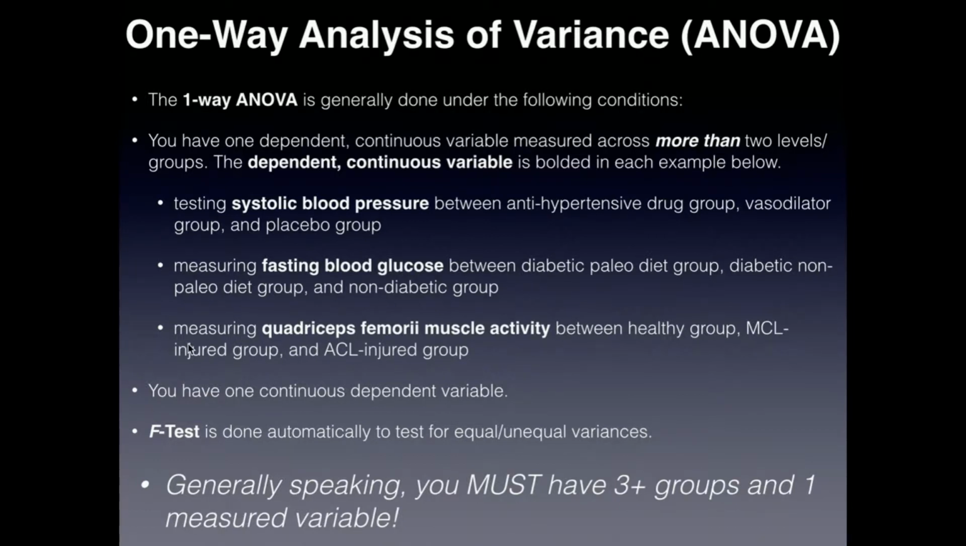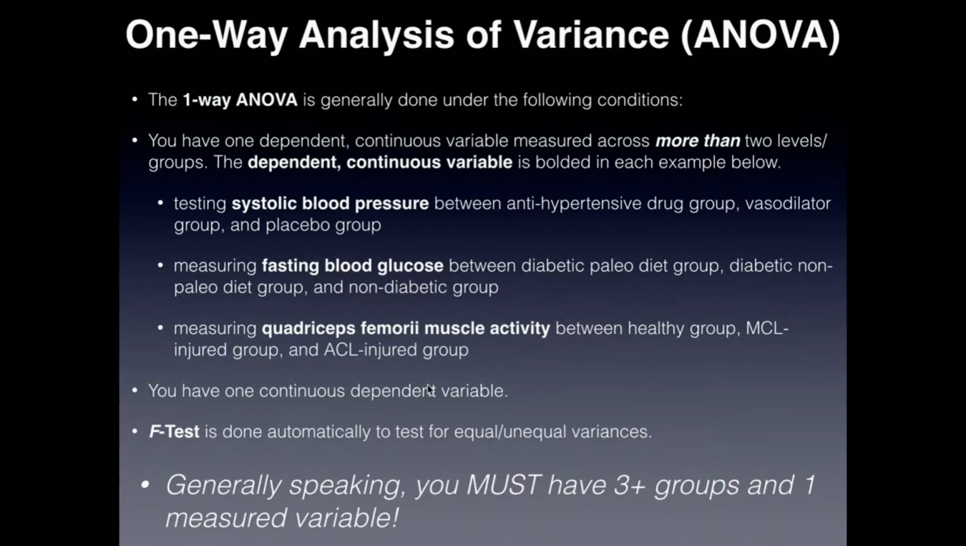Last example, I can measure quadriceps femoris muscle activity between 3 groups: 1, a healthy group, 2, an MCL injured group, and 3, an ACL injured group. I've got 3 different groups, and I'm measuring the same variable for all 3 of these. So again, compare means with a one-way ANOVA. And big key, you have to have 1 continuous dependent variable.